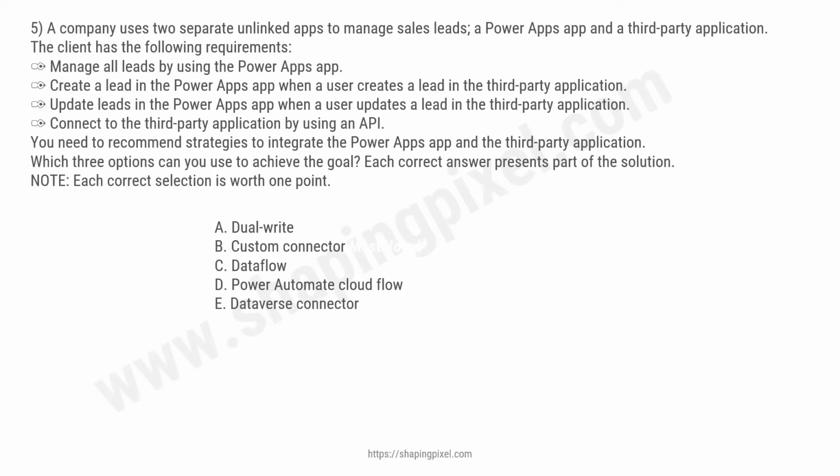So the right answer here is option B, Custom Connector. And option D, Power Automate Cloud Flow. And option E, Database Connector.